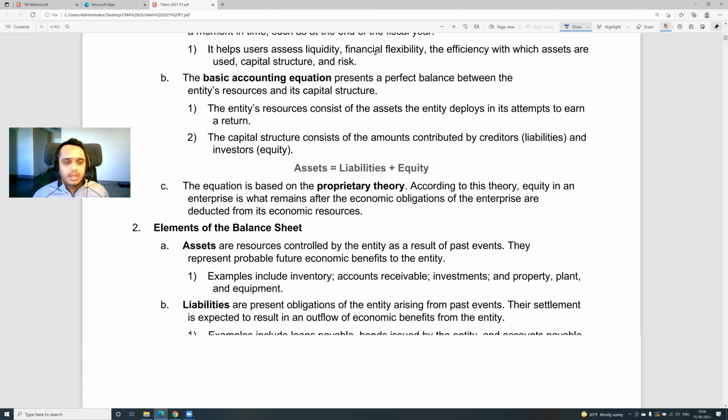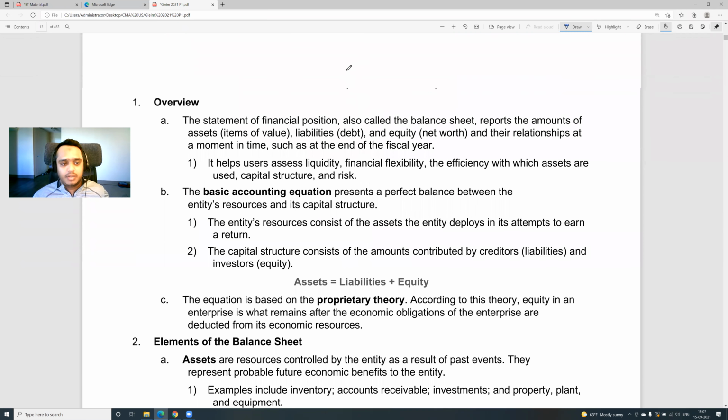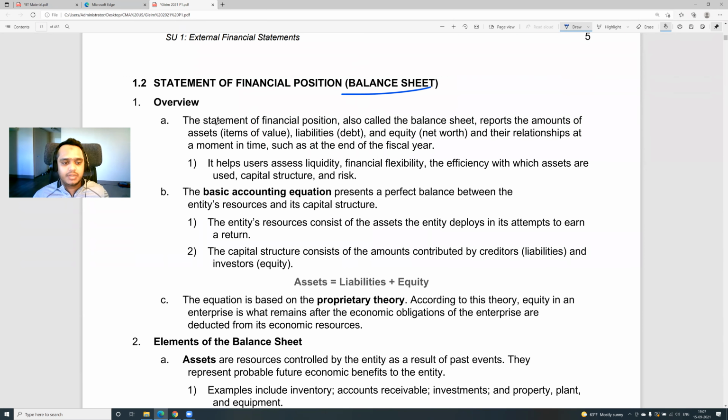Normally we call it the balance sheet, but here it is the statement of financial position, which reports the amounts of assets and liabilities. What comes under assets and liabilities, we are going to look at later. Now, the equation of the balance sheet. Understand this: when we are creating a balance sheet, the assets or the liabilities, whether you take them on the left side or the right side.